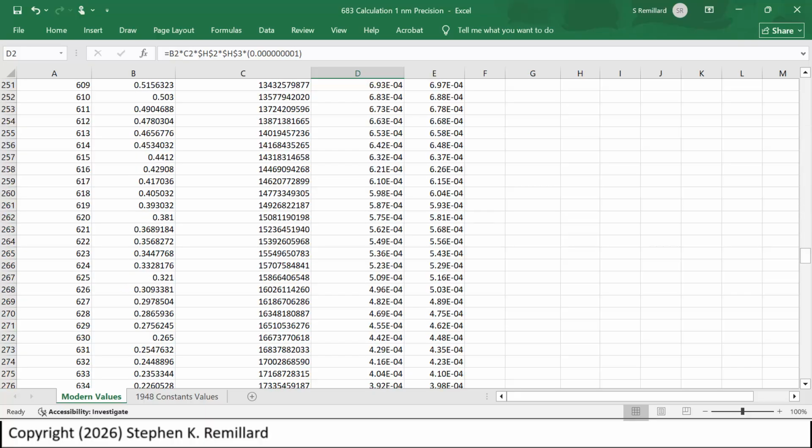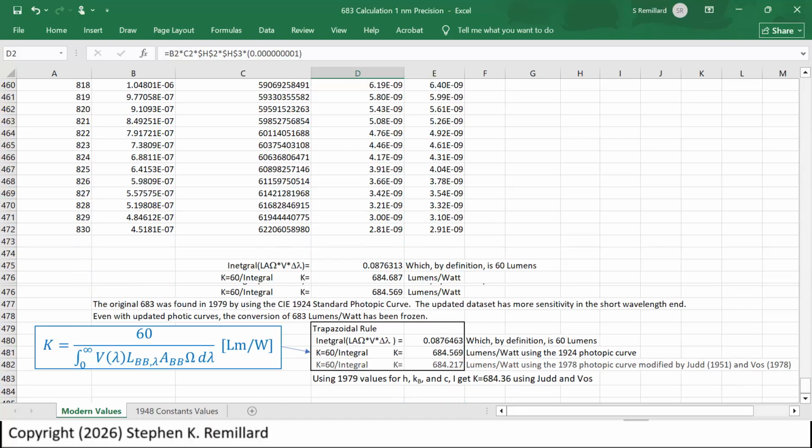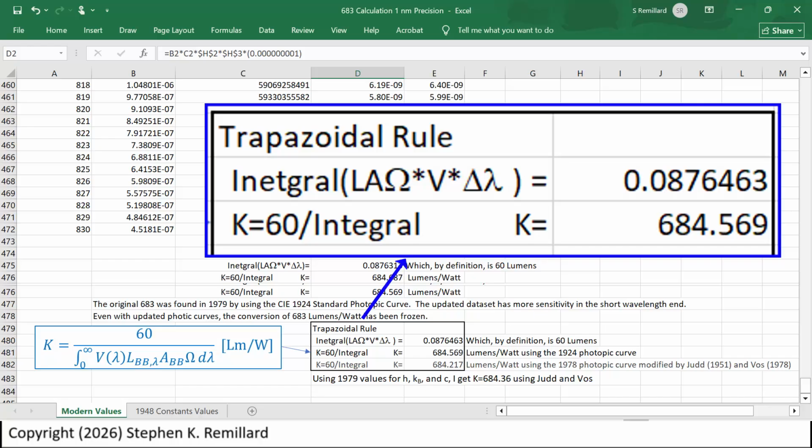Down at the bottom, I can see the results then. I just focused on the trapezoidal rule, not that it mattered. So the value of the integral, which is in the numerator, is divided by 60, and I get 684.569 lumens per watt. And that's using the 1924 photopic curve. I'm not sure why I didn't get 683, except for the warning that if you try to calculate the actual number, you're going to be off by a couple tenths of a percent in all likelihood.